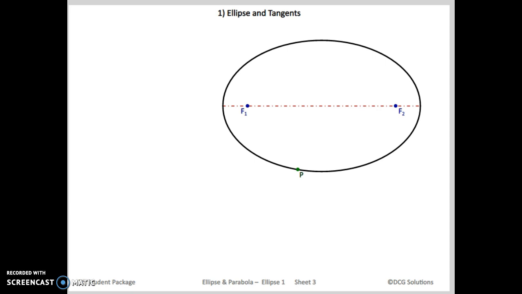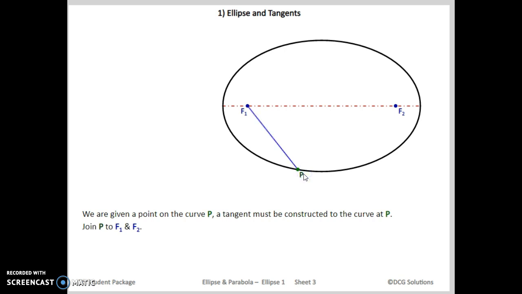In this video we're going to talk about a tangent that hits the ellipse at point P. So we're given the point of contact. For this question we must have our focal point 1 and focal point 2. We don't need a major axis. The only thing we can do so far is join F1 to P, and let's join P to F2. That's all we really can do.